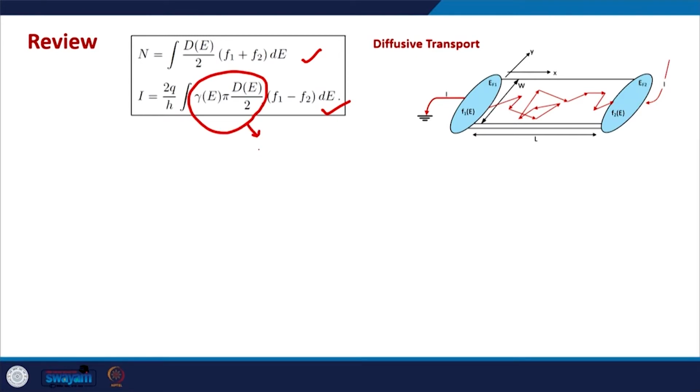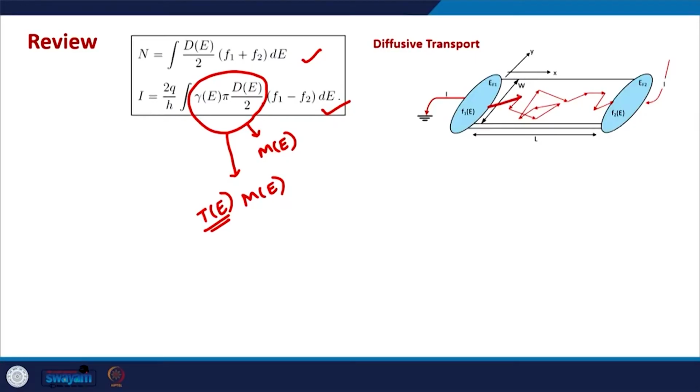In ballistic transport case, this quantity is the number of modes in the device, and in the diffusive transport case, this becomes the number of modes times the transmission coefficient, where this transmission coefficient accounts for the scattering in the channel, because now the channel is long in diffusive transport and the electron travels like this on a zigzag path from the source to the drain, and some of the electrons may reach the drain side and some of them may not reach the drain side.